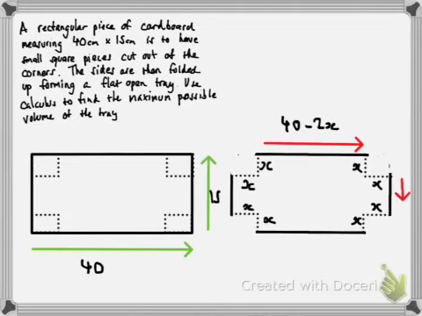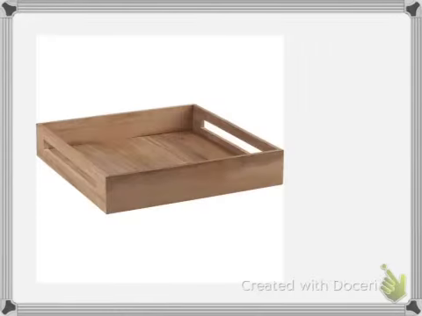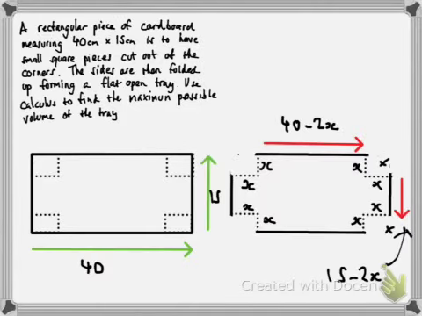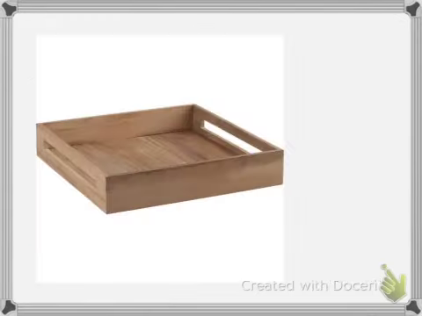The other dimension here is the original 15 minus the x that's cut out of there and the x that's cut out of there. So its dimension there would be 15 minus 2x. So what are the dimensions of our box? Well, when we fold up the edges, look at that x that I'm circling. When we fold that up, the height of our box will actually be x. The length of the box will be 40 minus 2x, and the width will be 15 minus 2x.